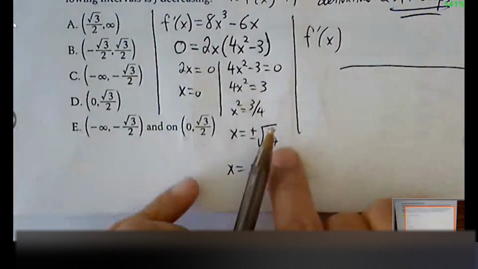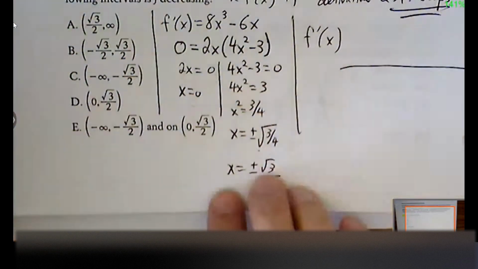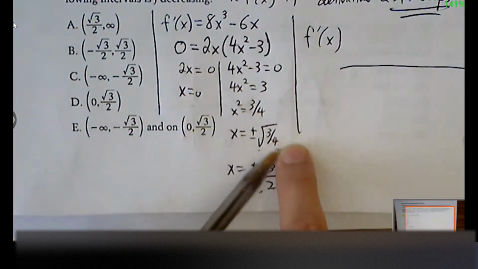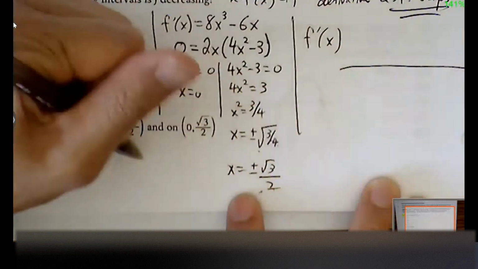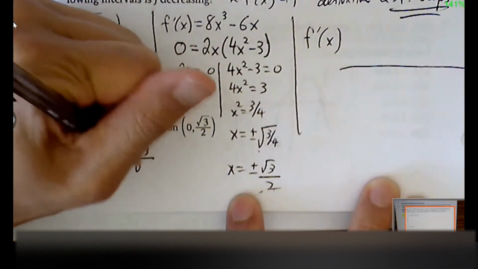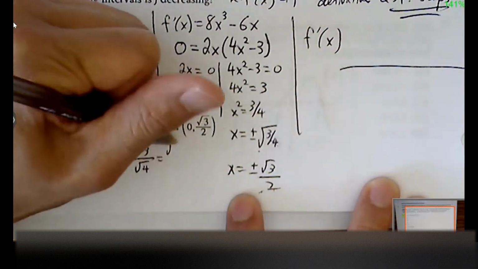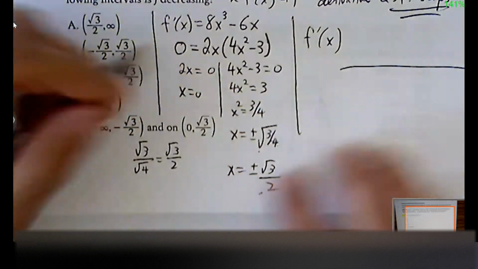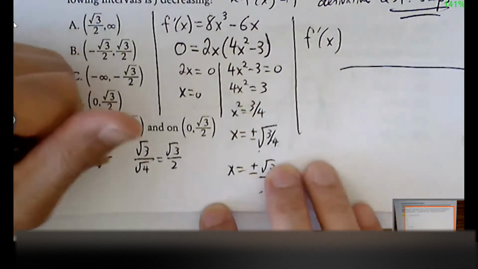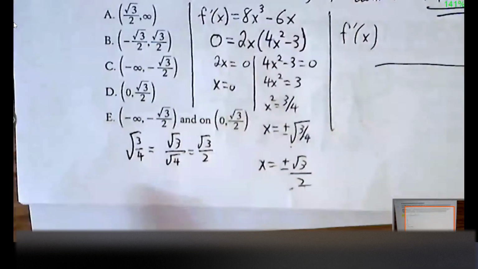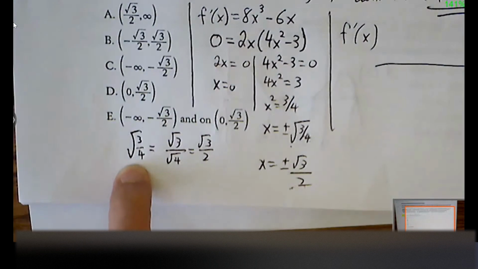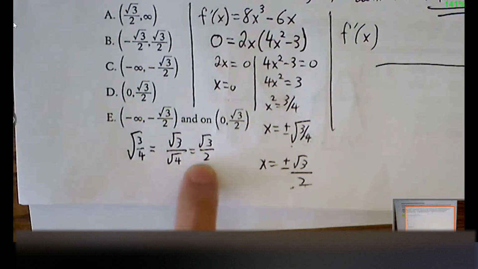Why do you get over 2? Because I did square root of 3 over the square root of 4, and the 4 is under the square root as well. So there's my line of reasoning. Root 3 over 4 is the same thing as root 3 over root 4, and root 4 is 2.